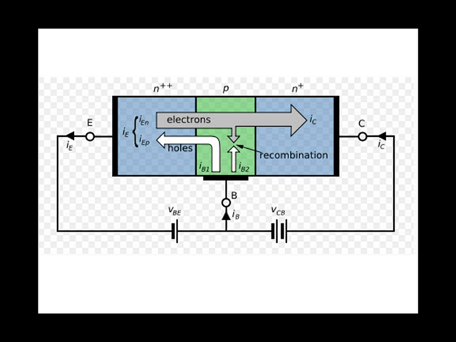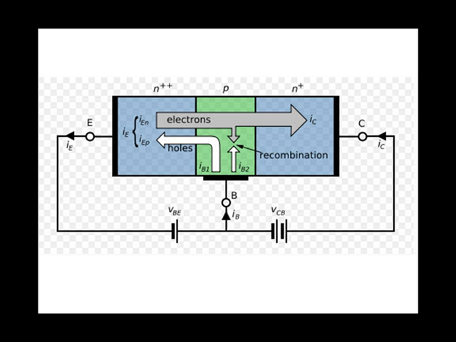Now, in typical operation, the emitter base junction is forward biased, and the base collector junction is reverse biased. In an NPN transistor, for example, such as this one, when a positive charge is applied to the base emitter junction, the equilibrium between the thermally generated carriers and the repelling electrical field of the depletion region, remember we call that a barrier voltage, becomes unbalanced, allowing the thermally excited electrons to inject into the base region.